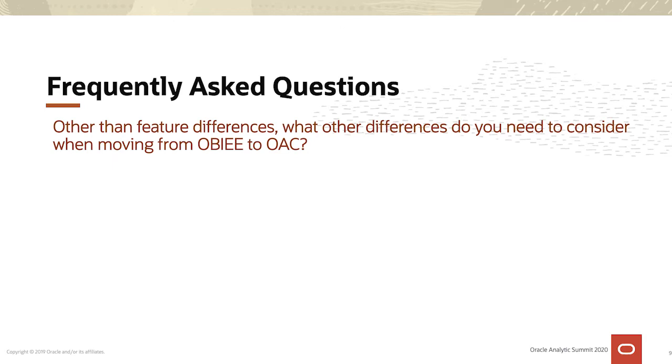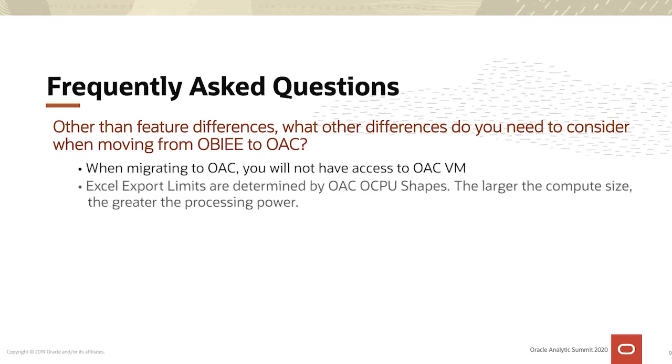The first thing that comes to my mind is that when you're migrating to OAC, you will not have access to the OAC VM, meaning you don't have physical access or SSH access to the VM. That means you cannot do any customization and stuff like that. And secondly, the main thing is that Excel export limits are determined by OAC OCPU shapes.